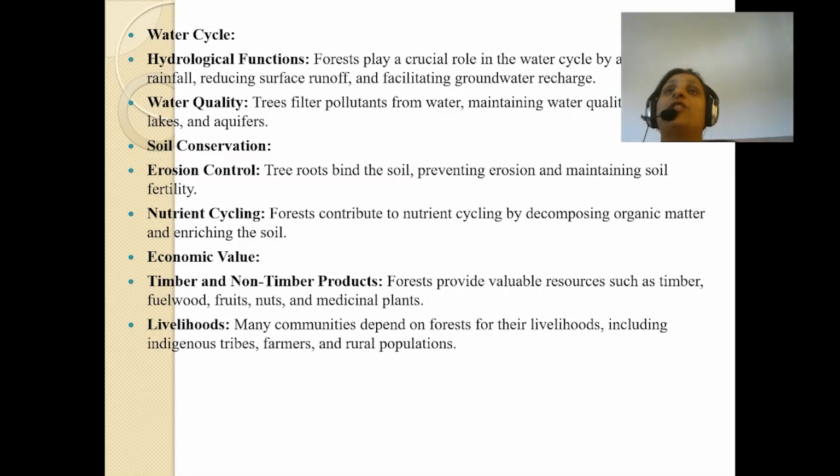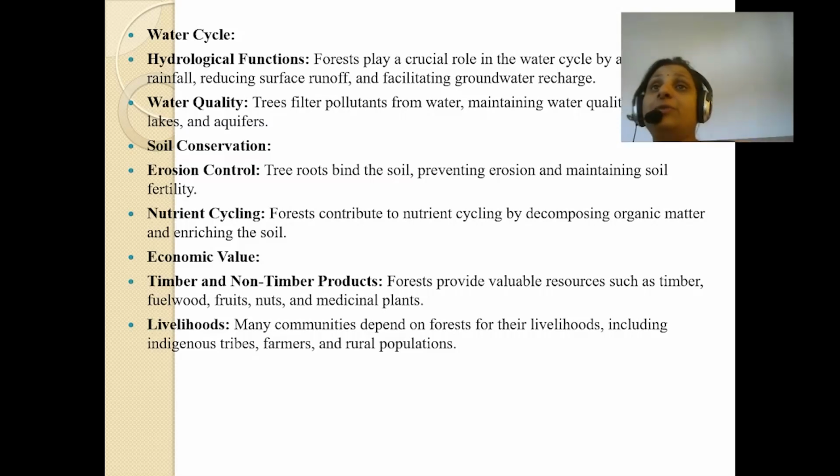What does the forest do for soil conservation? Tree roots bind the soil, preventing erosion and maintaining soil fertility. What do the tree roots do? They bind the soil. They hold the soil in one place. Tree roots hold all the soil together, preventing its erosion. This means soil doesn't go here and there, it all stays in one place, and this prevents erosion and helps in maintaining soil fertility. Forests also contribute to nutrient cycling by decomposing organic matter and enriching the soil. So forests enrich the quality of the soil. It contributes to nutrient cycling.